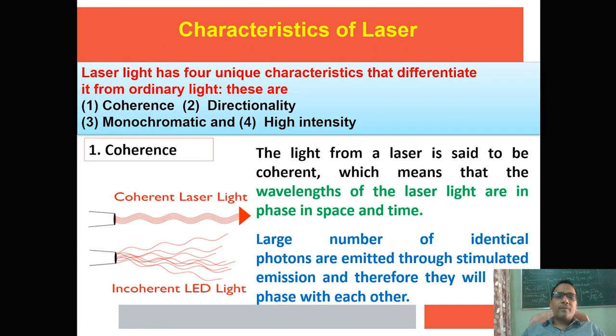The characteristics of laser. Compared with ordinary light, laser has the following four characteristics: coherency, directionality, monochromaticity, and high intensity. First, coherency. The light from a laser is said to be coherent, meaning the waves of the laser light are in phase in space and time. If a wave has a constant phase difference with respect to time and space, it is known as a highly coherent beam.